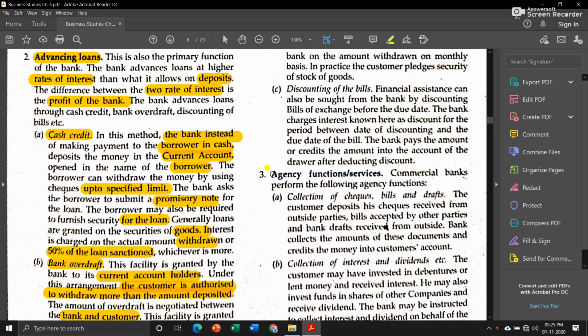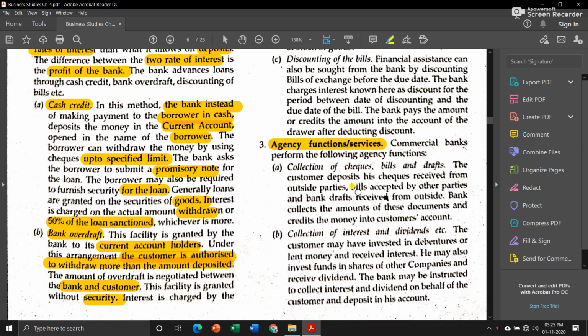Then the third type of function is agency functions or services. Commercial banks perform other agency functions as well. The first one is collection of checks, bills and drafts. The customer deposits checks received from outside parties, bills accepted by other parties and bank drafts received from outside.